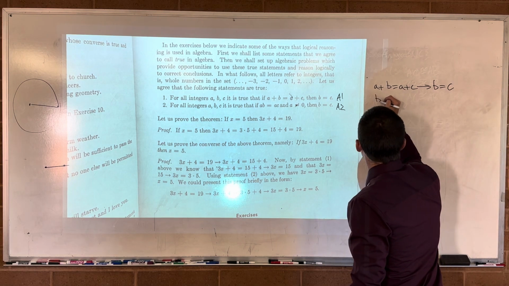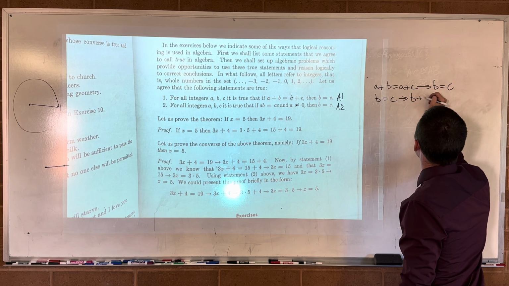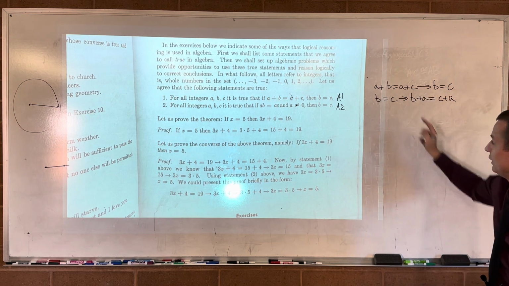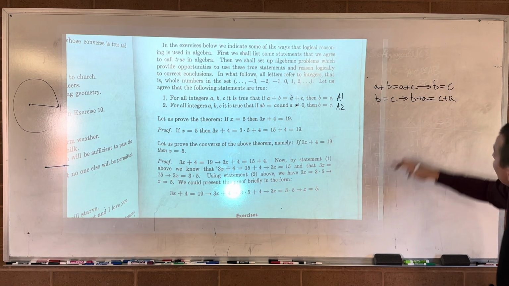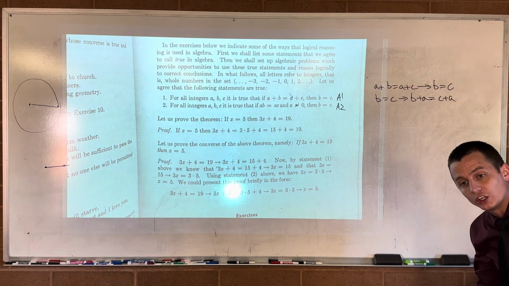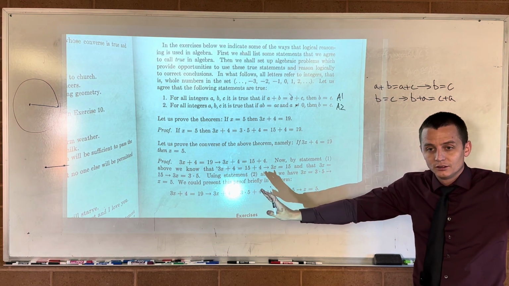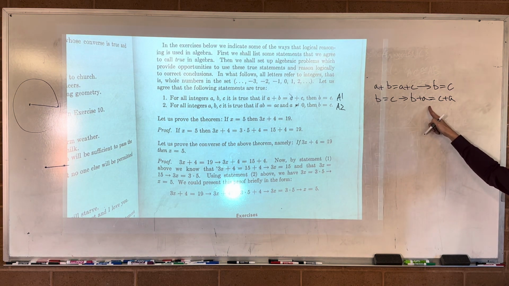You are also going to want to use the fact that B equals C implies B plus A is equal to C plus A. You're going to want to use this information, doing the implication the other way. You can do that. This one is a theorem of logic, so it doesn't need to be an axiom. You can always do this, for any operation.